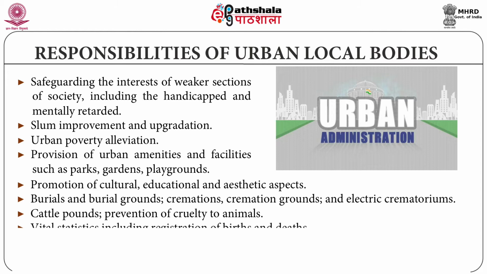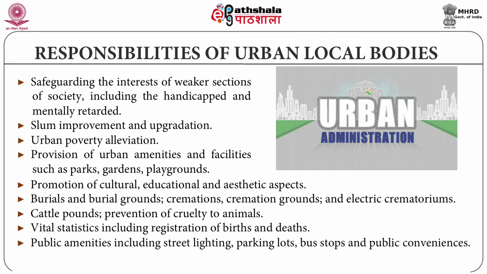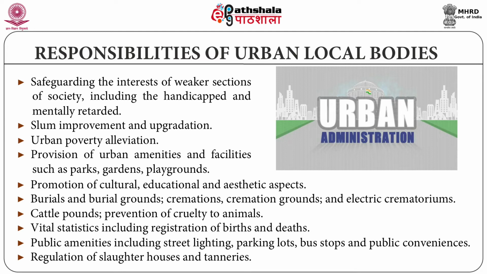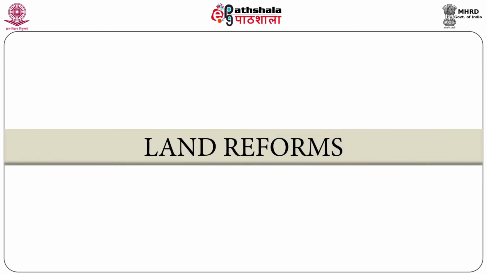Then the urban local bodies also have within their purview the cattle pounds, prevention of cruelty to animals, registration of births and deaths, and providing public amenities like street lighting, parking lots, bus stops, public conveniences, and then regulation of slaughterhouses and tanneries. All this comes under the jurisdiction of the urban local bodies. So now we would be discussing the land laws.